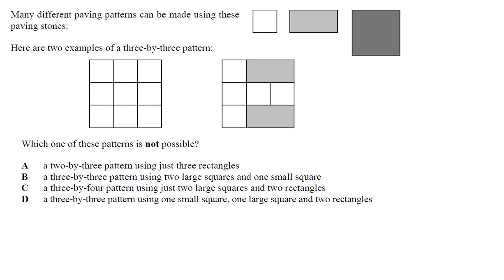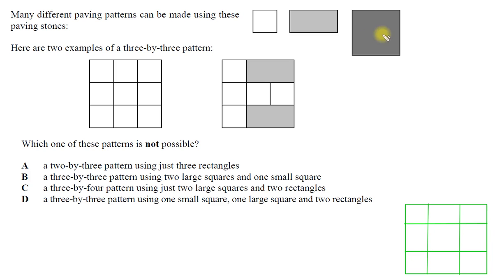So what we want to make is a 3x3 pattern. Let's start by trying D. We want to make a 3x3 pattern that has 1 small square, 1 large square, and 2 rectangles. Let's draw our grid out first. Bang, that's a 3x3 grid. And let's start coloring in where our shapes would go.